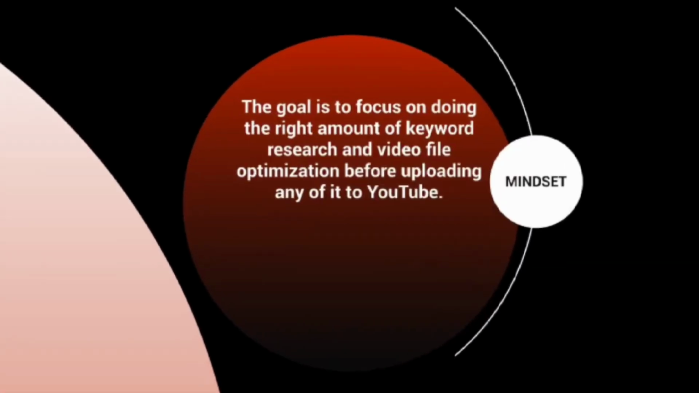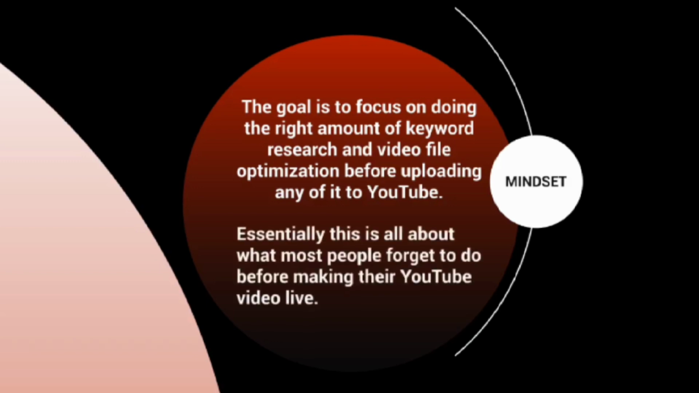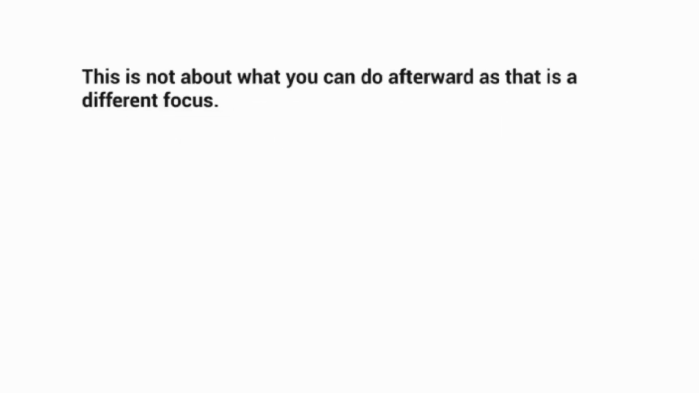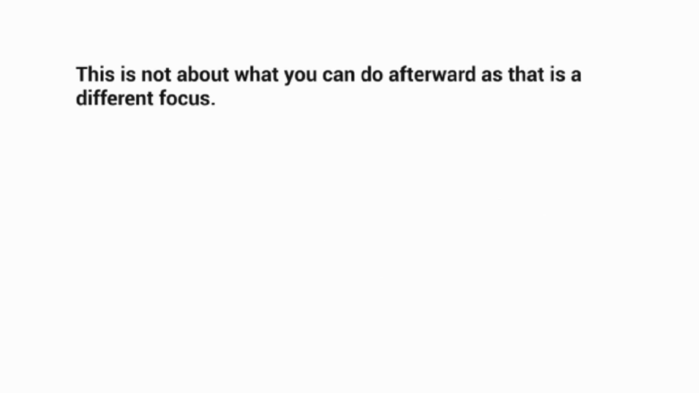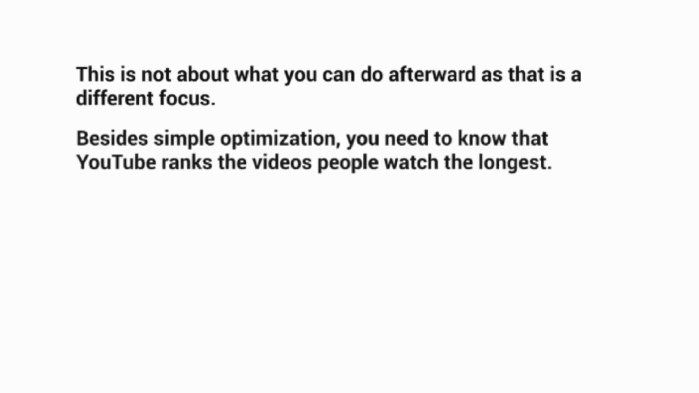So I want to first start out by saying the goal is to focus on doing the right amount of keyword research and video file automation before actually uploading any of it to YouTube. So essentially, this is all about what most people forget about doing before making their YouTube video live. Because if you think about it, most people think about, okay, what do I do after I upload this video? They don't really think about what they have to do before making it live. So this is not about what you can do afterwards, as that is a totally different focus, but rather before.